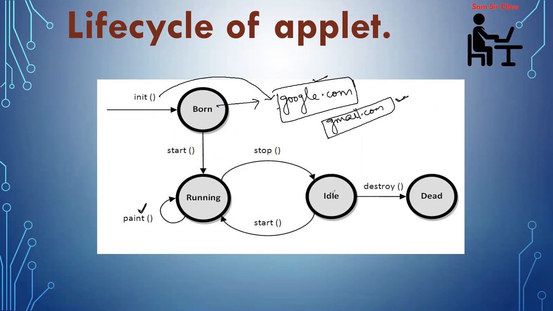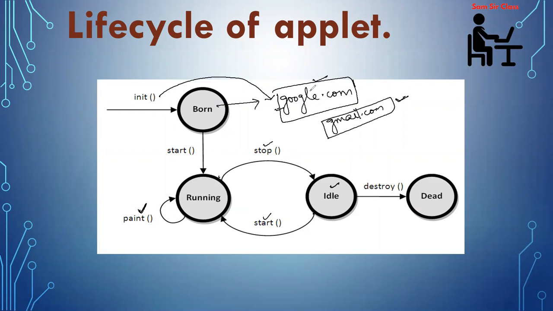So currently google.com will come to the idle state. That means this is not currently active. You are not viewing the content. Whenever I switch to Google, I'll open the tab which I have minimized. Then again, the start method for Google will be called and stop for Gmail will be called. So that is what we are doing, switching between multiple pages. So stop and start will be called multiple times as per the requirement.